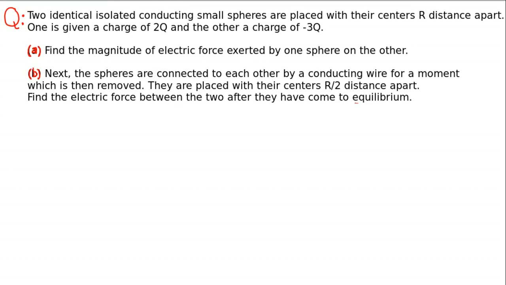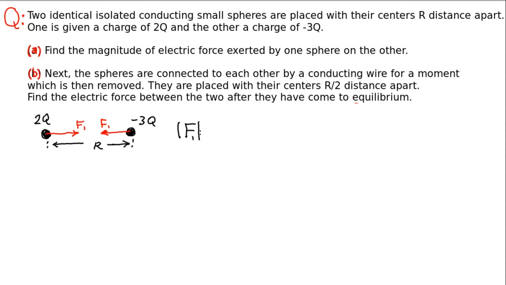Two identical isolated conducting small spheres are placed with their centers r distance apart. One is given a charge of 2q and the other a charge of negative 3q. Find the magnitude of electric force exerted by one sphere on the other. As shown here, we have 2q, negative 3q, the distance r, and the force in between, F1 and F1.